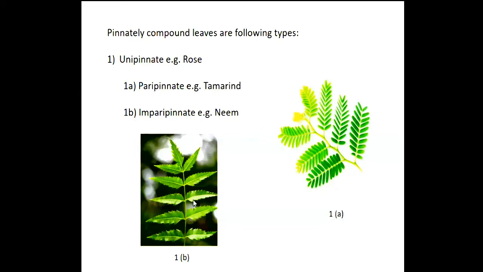whole number, if you count 1 2 3 4 5 6 7 8 9 10 11, the whole number, that is 11. Okay, there is an odd number present here. This is the imparipinnate compound leaf. No need to go for total count of the leaflets. Just if there is a single leaflet or terminal leaflet present, this is the imparipinnate. If terminal leaflet is absent, that is paripinnate compound leaf.